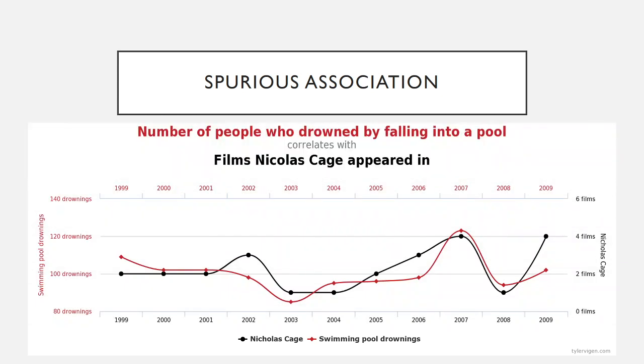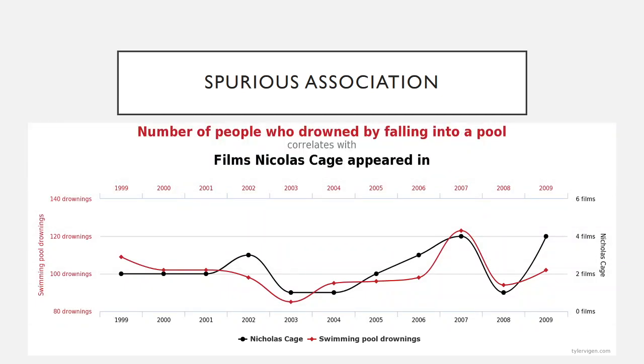A spurious association, this is an interesting one. This is an association that appears when you analyze your data and when you visualize your data that is the result of either a fluky coincidence or some other third confounding variable that's causing two variables to appear to be associated when they're really not.